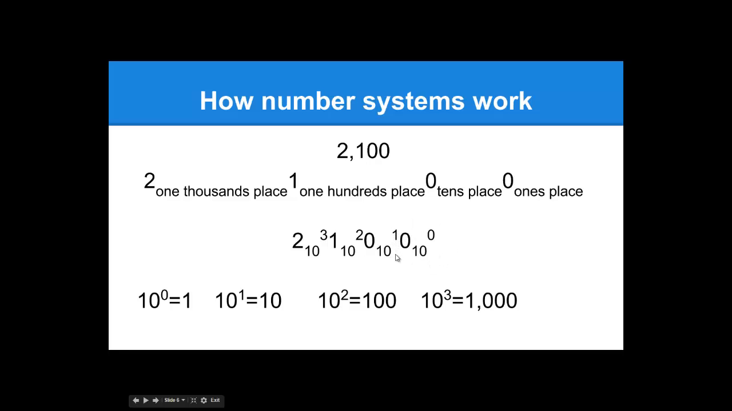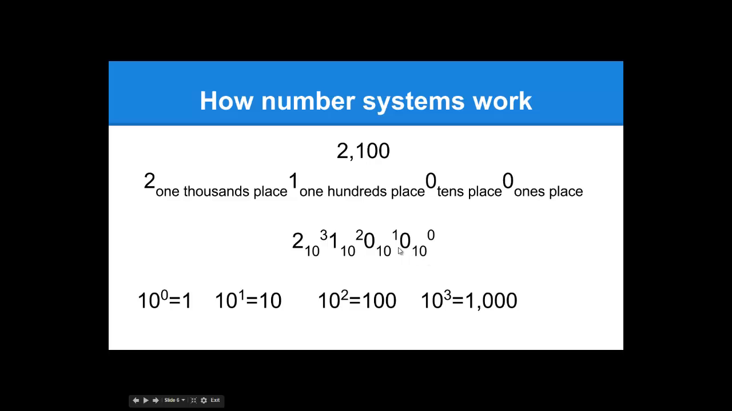Imagine we were working with perhaps binary. This would be 2 instead of 10, because it's base 2. And then 2 to the power of 0 is also 1, because any number to the power of 0 will be 1 no matter what.